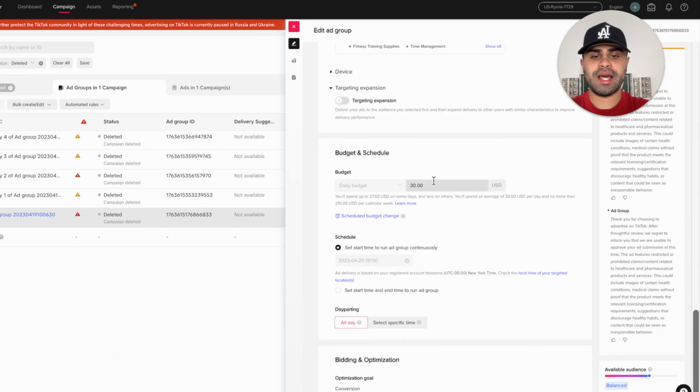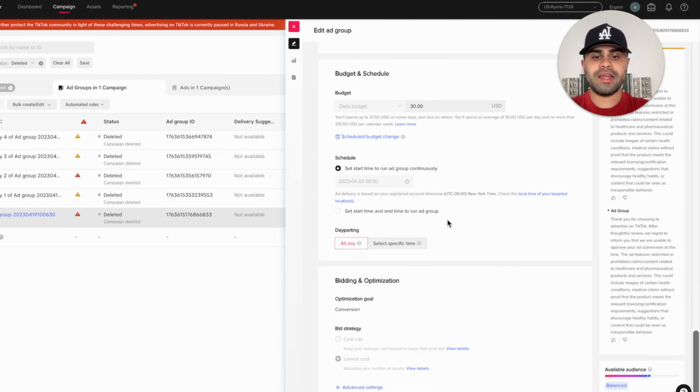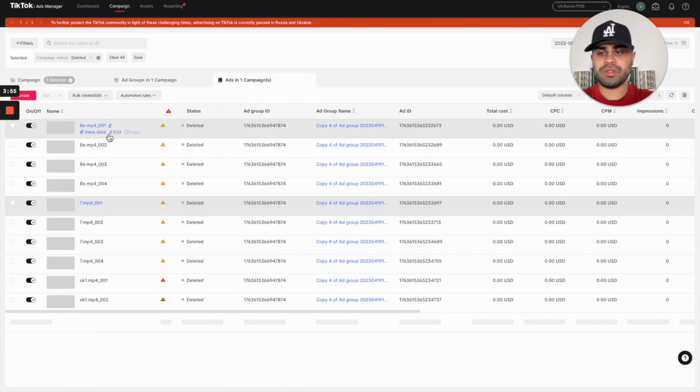And then when it comes down, we have our budget. I always like to start each ad group, all my campaigns, at midnight, so they optimize properly and they spend evenly throughout the day. And then where it says optimization goal, we have conversion, bid strategy, lowest cost. So now we can go into the ad level.